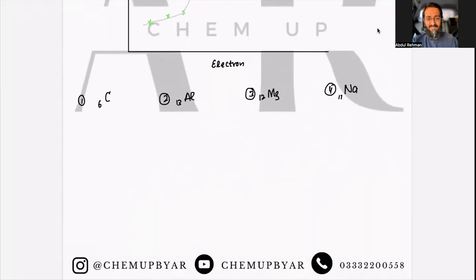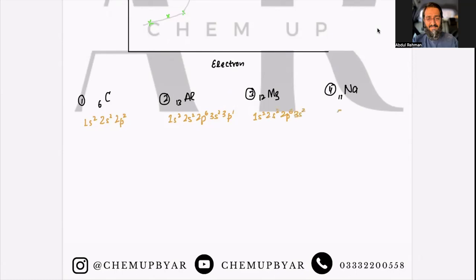First you write the electronic configuration. For carbon, it is 1s2, 2s2, 2p2. For aluminum, it is 1s2, 2s2, 2p6, 3s2, 3p1. For magnesium, it's 1s2, 2s2, 2p6, 3s2.